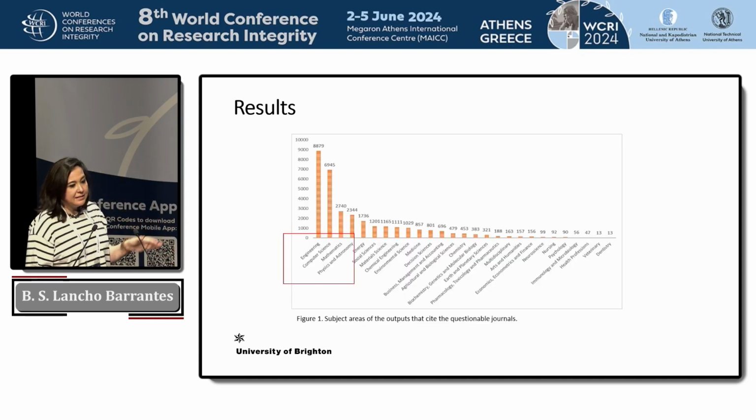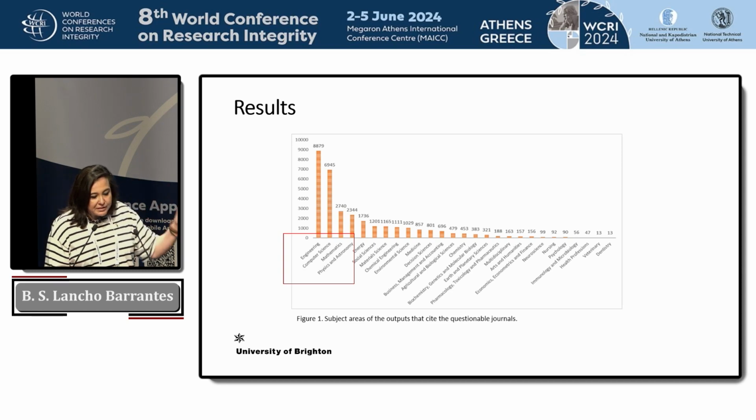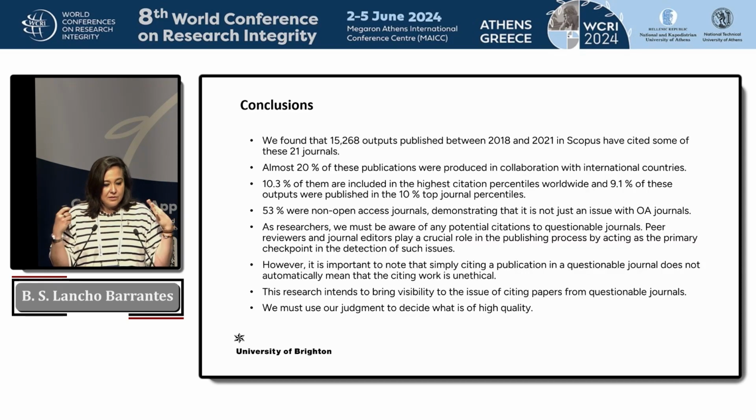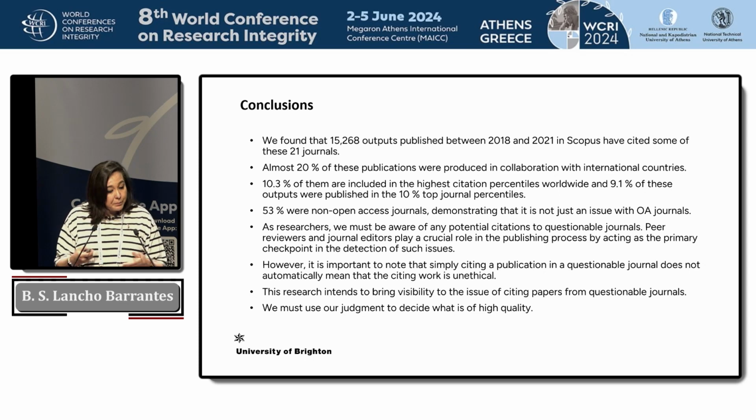So the subject areas that they belong to: engineering, computer science, and mathematics, no medicine. As a matter of conclusion, we found 15,268 outputs between 2018 and 2021 in Scopus. Almost 20% of this publication is in collaboration.